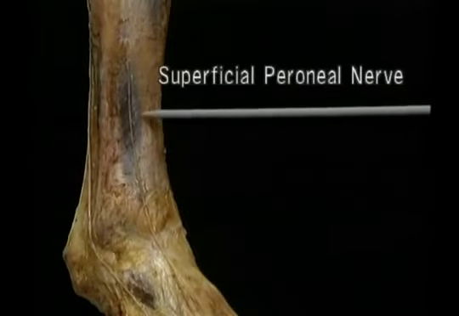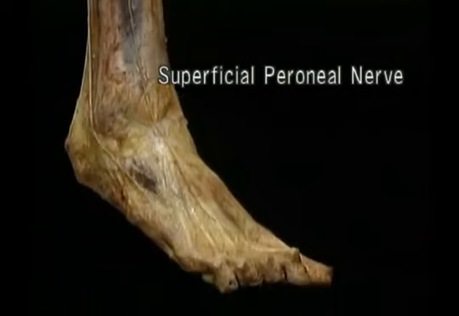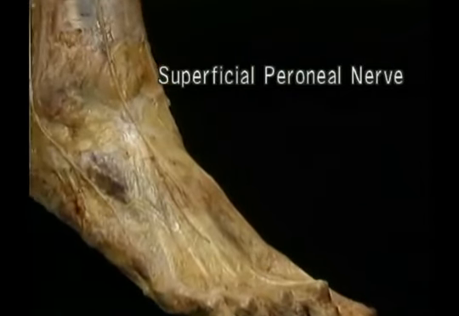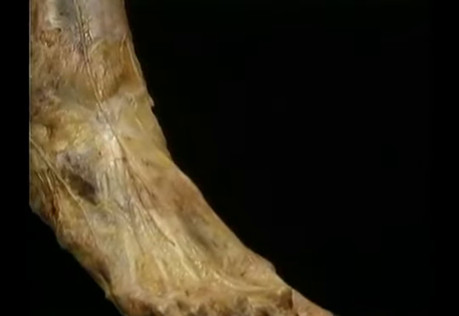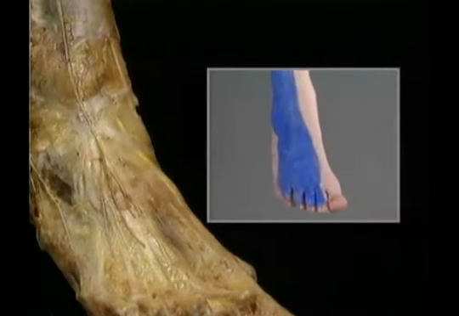The superficial peroneal nerve runs down in front of the lateral side of the ankle and breaks up into several branches. These fan out to provide sensation to this large area on the dorsum of the foot.